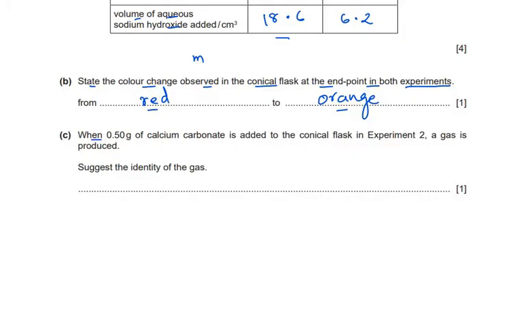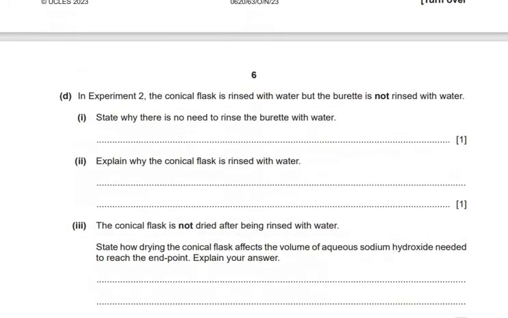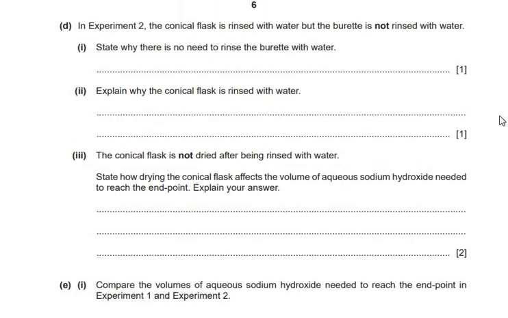The C part says when 0.50 gram of calcium carbonate is added to the conical flask in experiment 2, a gas is produced. Calcium carbonate is added to hydrochloric acid. If a carbonate reacts with any acid, carbon dioxide gas is produced. So suggest the identity of the gas. We can write CO2, or you can write the name of the gas, carbon dioxide, in words also.